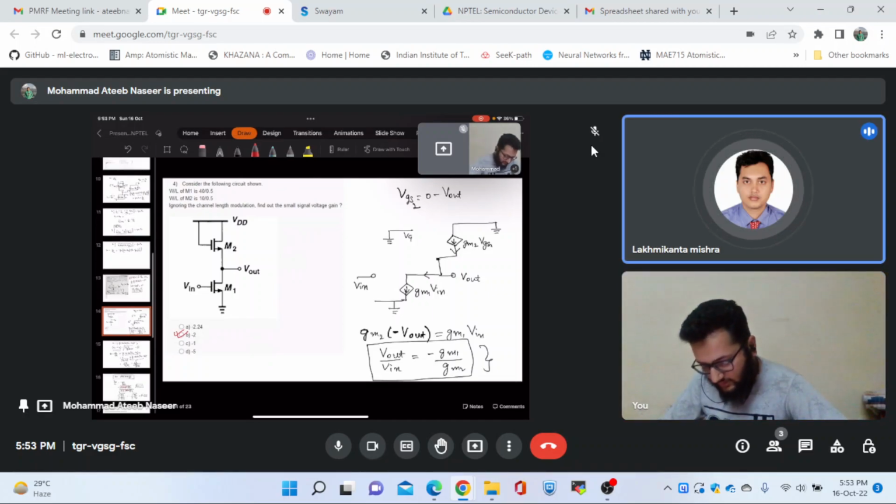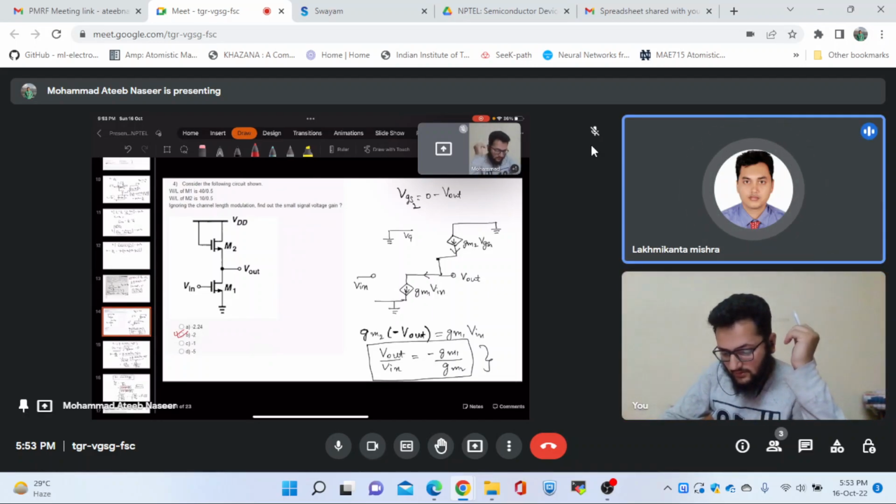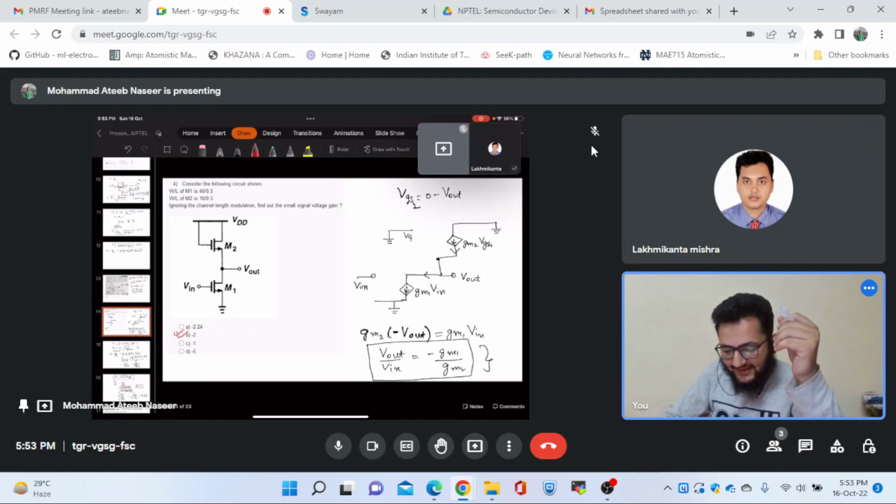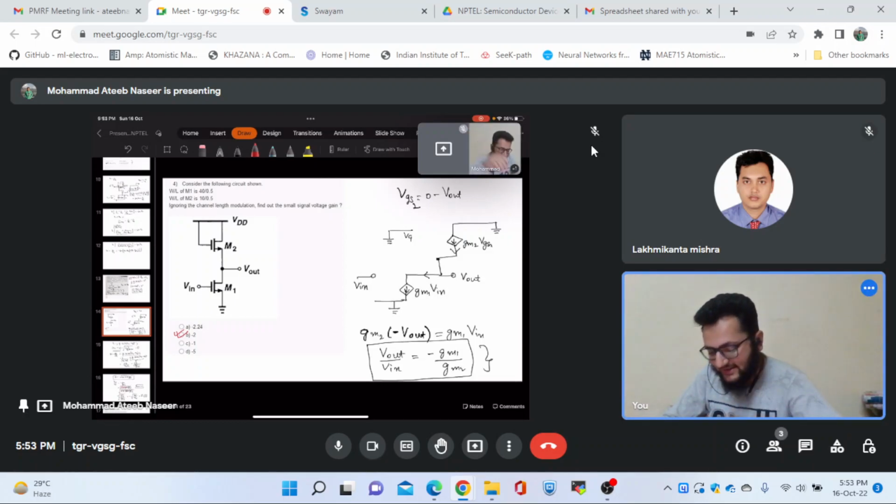So its gain does not require mu n Cox. Does it depend? Yes, it does. It's a nice circuit, you can say that. But at the end, it will depend.